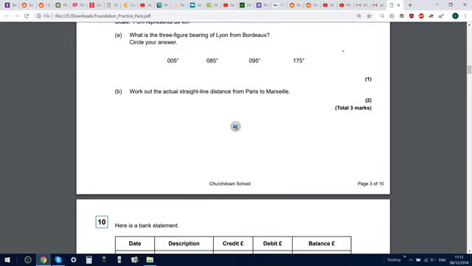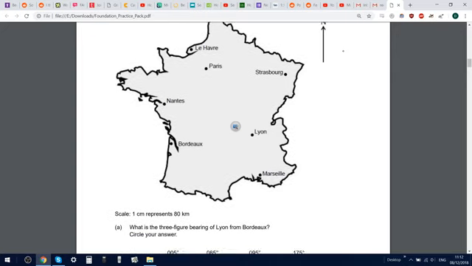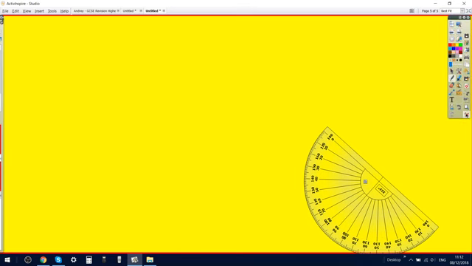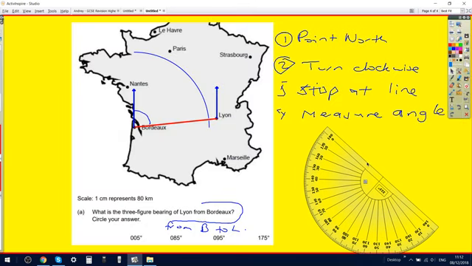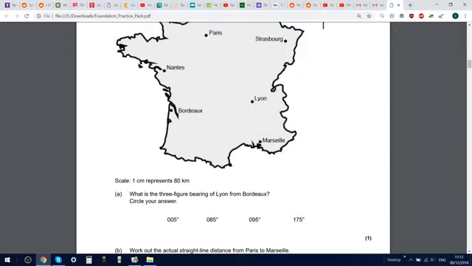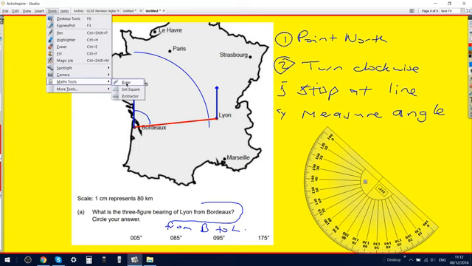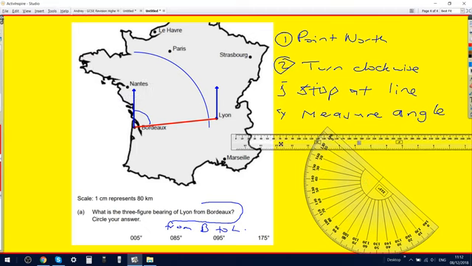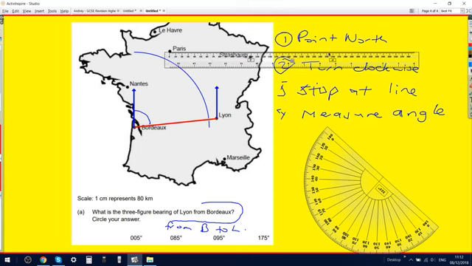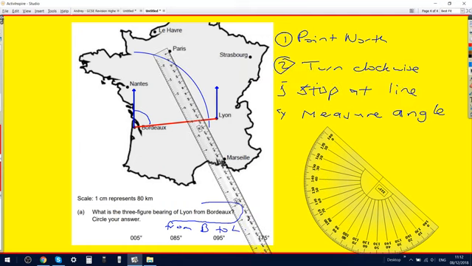Work out the actual straight line distance from Paris to Marseille. Paris to Marseille. So how would you do that? Would you use a ruler and help with the scale? Yeah. So the scale was 1 centimeter is 80 kilometers. So this was Paris to Marseille. So put the 0 at Paris. Marseille. How far does that look?